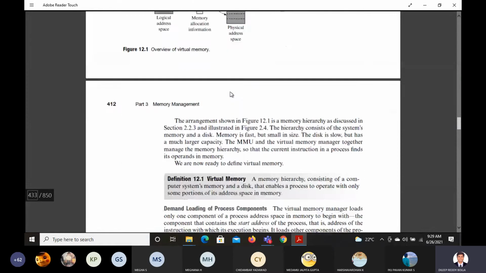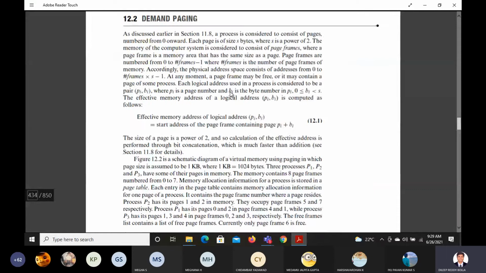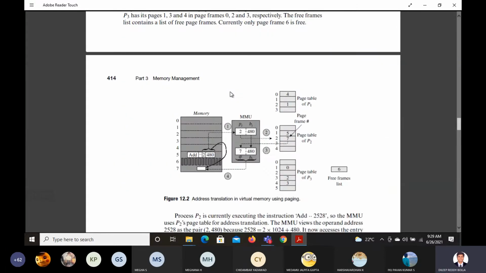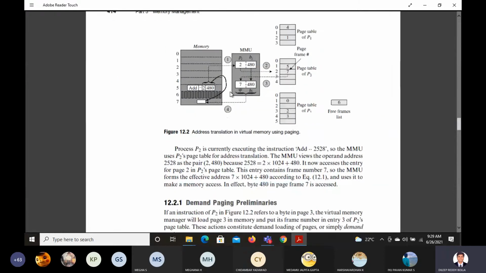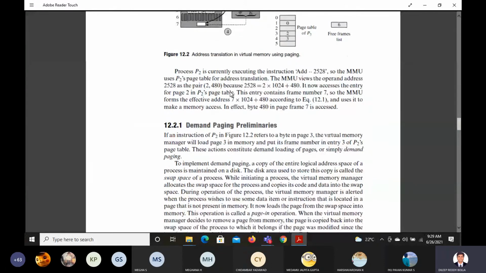Moving on to the second concept, demand paging. You should understand what is meant by page, what is meant by frame, how you are going to give the memory. So read the basics first. Preliminaries, you read everything first, how the address will be translated. It is a very simple concept. It will be interesting. If you read once, you will understand. So demand paging preliminaries you can read.